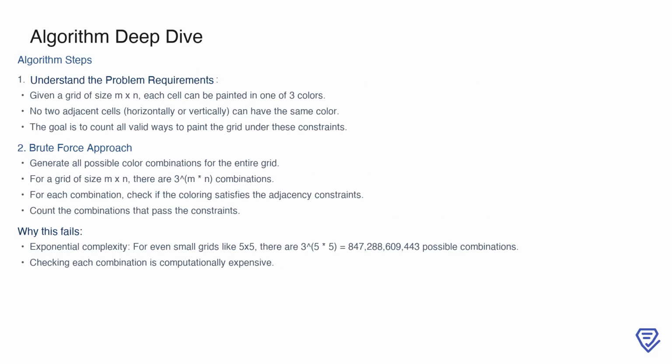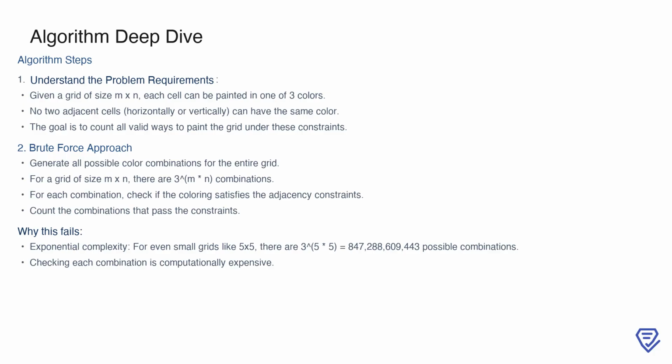To solve this problem, the first step is to deeply understand the requirements. We have a grid of size m by n, where each cell can be painted in one of three colors. The key constraint is that no two adjacent cells, either horizontally or vertically, can share the same color. The objective is to calculate the total number of valid ways to paint the grid while adhering to these rules.